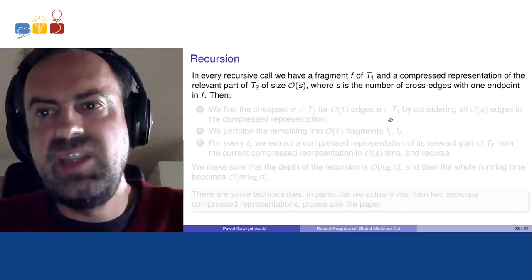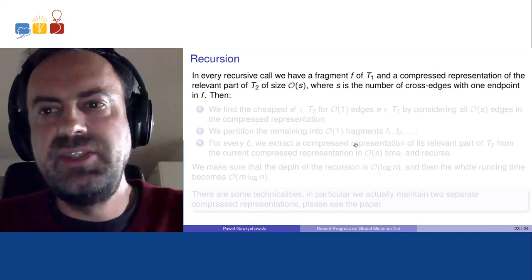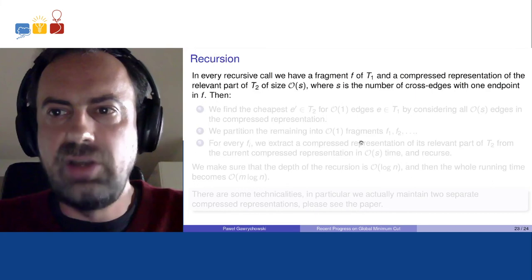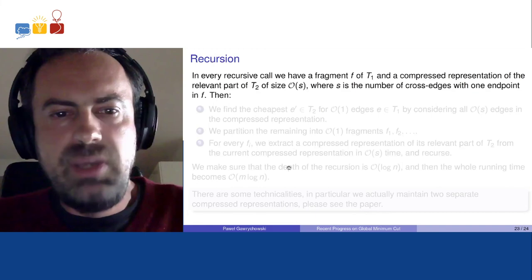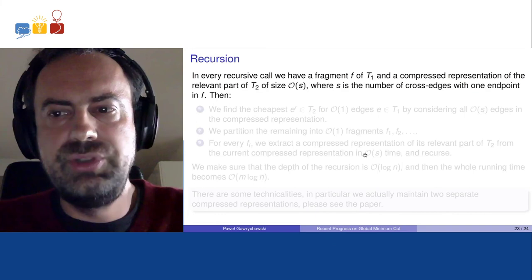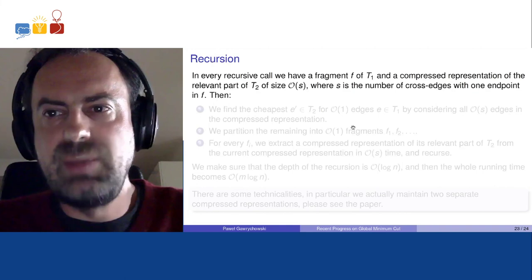And for each smaller fragment, you need to prepare this compressed representation of the relevant part of T2. So you kind of compress the compressed representation. So you keep extracting this information from the previous representation. And then when you make sure that the depth of the recursion is log n, the running time of this whole procedure is m log n, because the fragments are disjoint and their sizes sum up to m at each level. Okay, there are some technical details here.